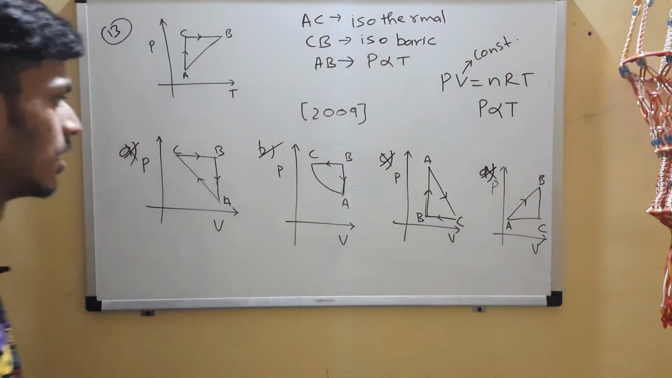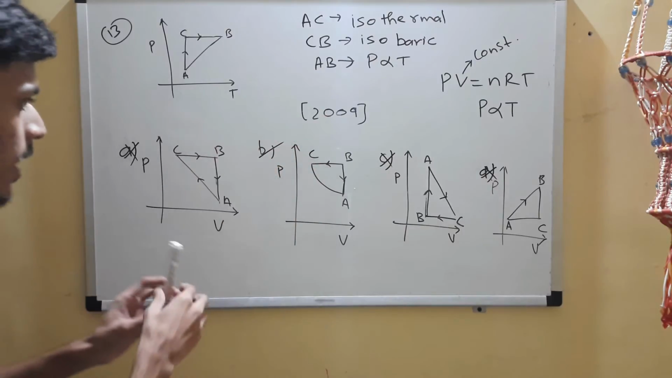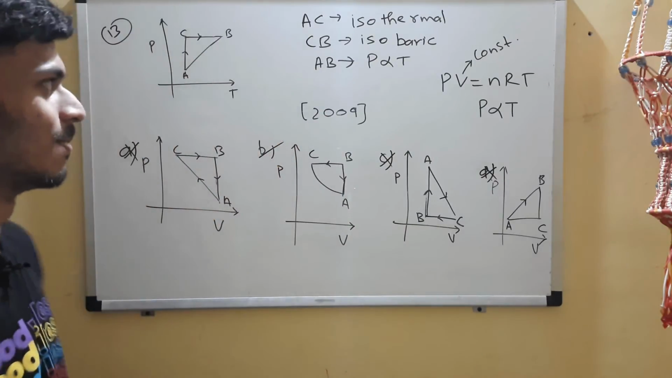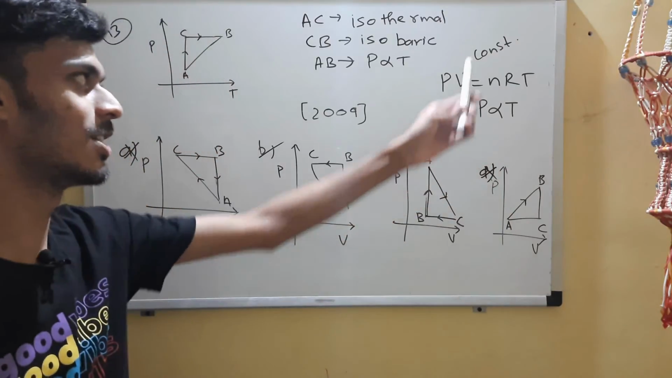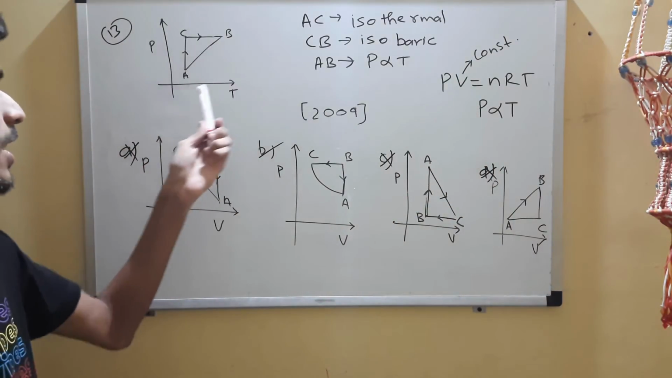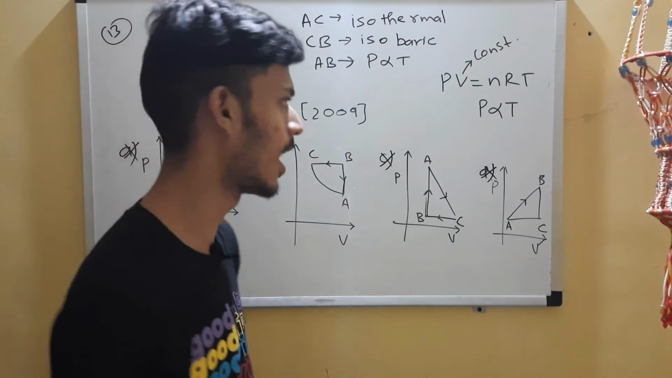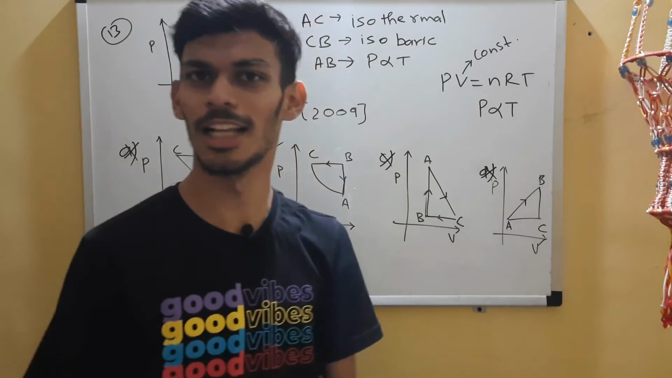Volume is constant. So in AB, volume is constant, pressure directly proportional to temperature. So this graph B satisfies all the three processes, AC, CB and AB. So this is the correct choice. I hope that was easy. Let's move to the next question.